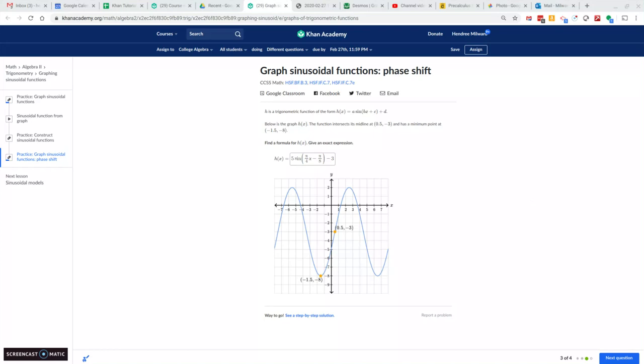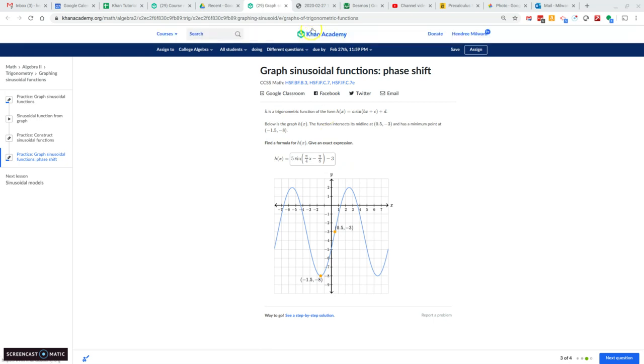Okay, here's another video on graphing sinusoidal functions with phase shift. There's two ways this question can go. One is they give you the equation and they ask you to graph it. Here they're giving you this graph and they're labeling these 2 points and they're asking you to write this equation. So here's how I went about solving this question.